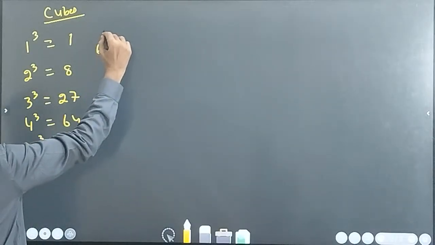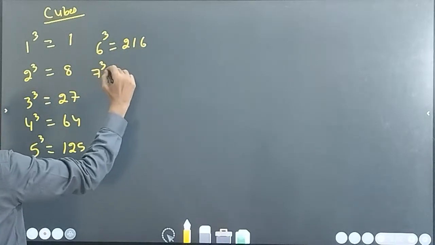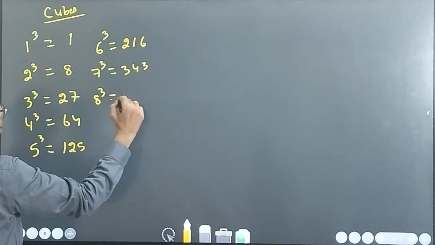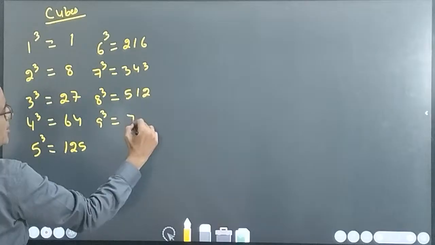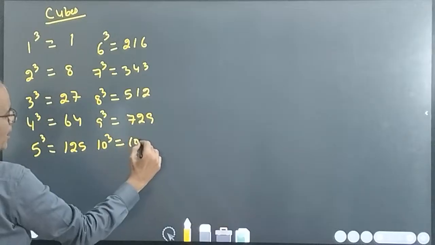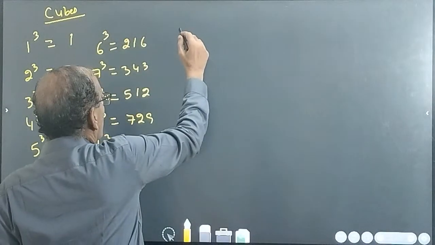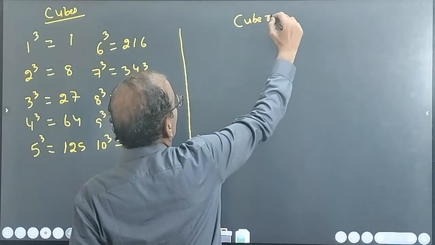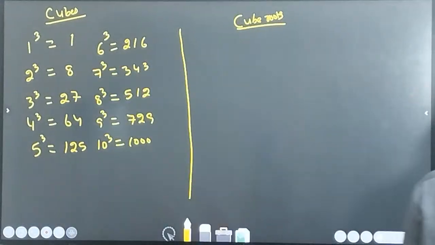6 cube 216, 7 cube 343, 8 cube 512, 9 cube 729, 10 cube 1000. Okay, up to 15 cube you remember. Now, how to find cube roots easily?